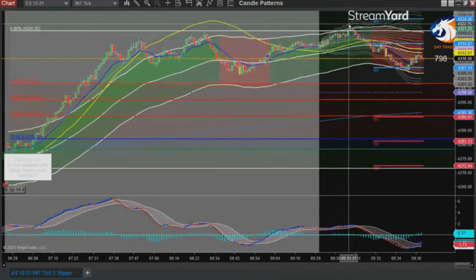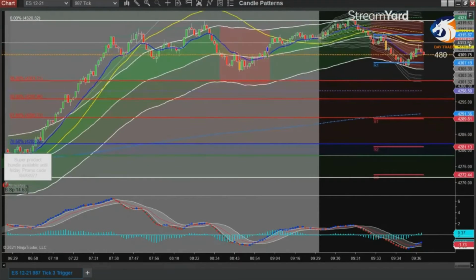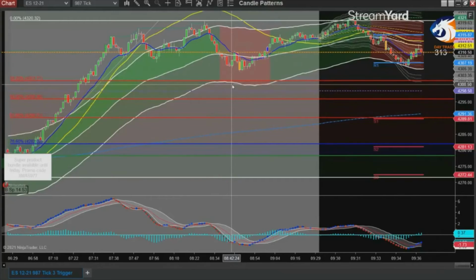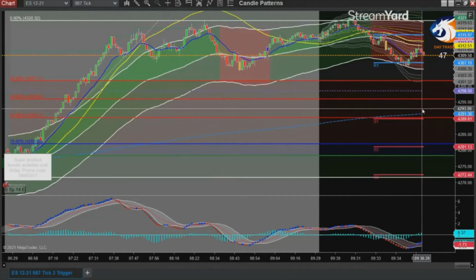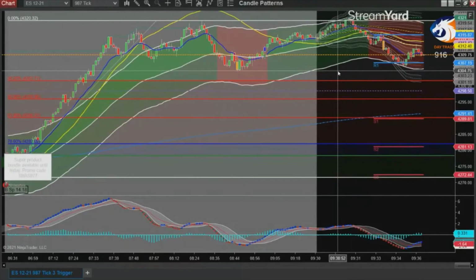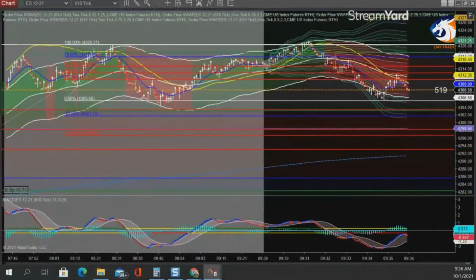Looks like we're coming down. We tested there, we created another high in the day there. So this is basically the Fibonacci levels for the ETH. Now we'll be creating another one for the RTH, as you can see what's coming down there. So this is the 987. Looks like we are going down. There's some great moves there, so let's see what's going on here.